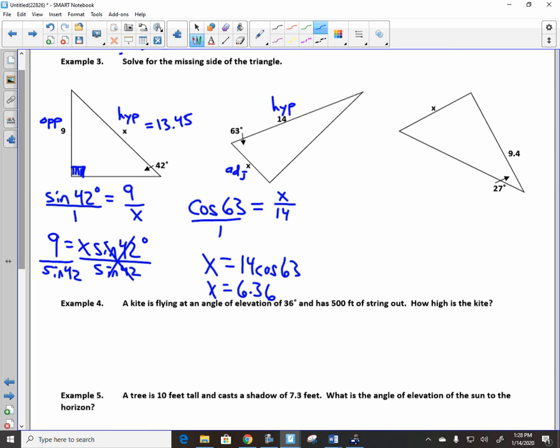Does it make sense that x, 6.36, should be less than 14? X should be smaller than 14, because the hypotenuse is going to be the longest side of the triangle, right? You try, see if you can do the last one, okay? Try the last one.